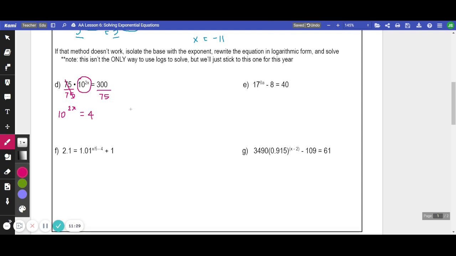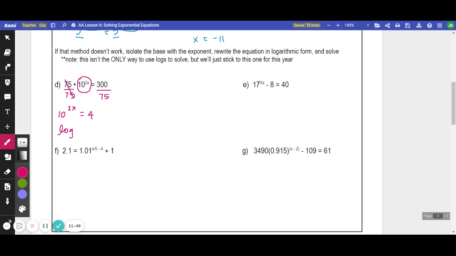Once you have that isolated and there are no other numbers on that side, then we're going to rewrite it in log form. You're going to convert this to a logarithm. So we just had the quiz on that, practice rewriting. So we do log.